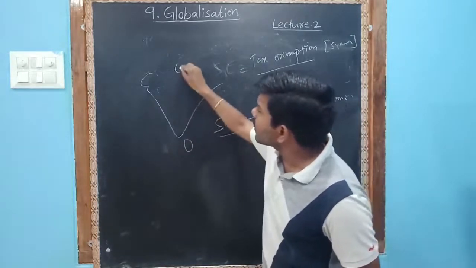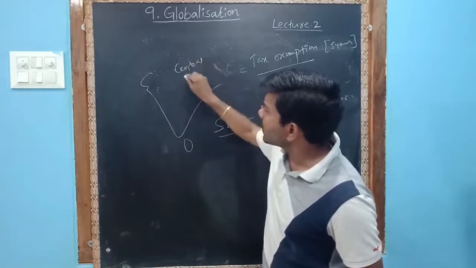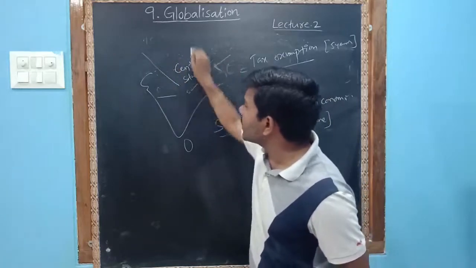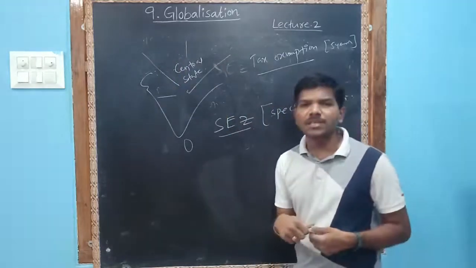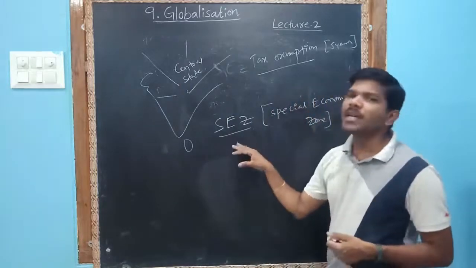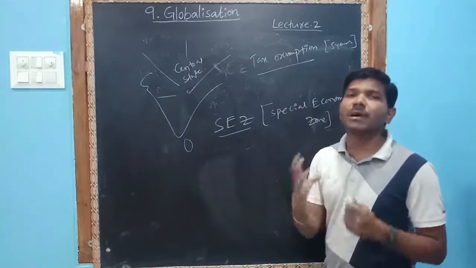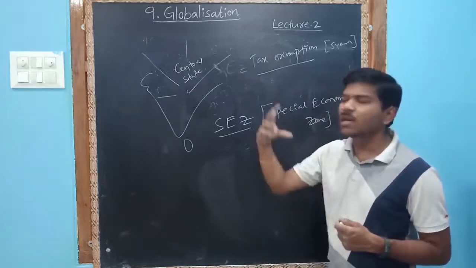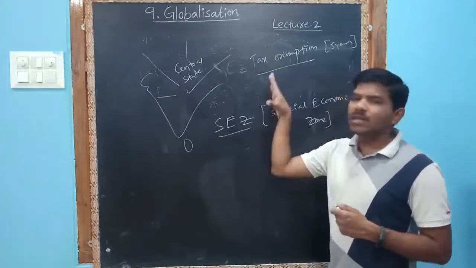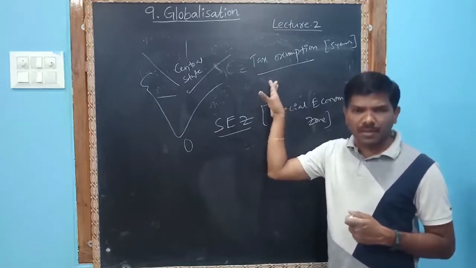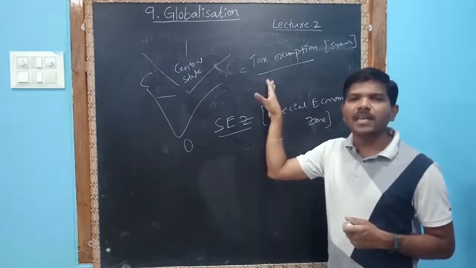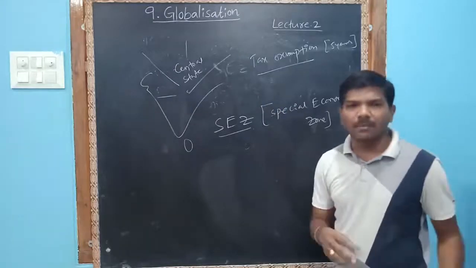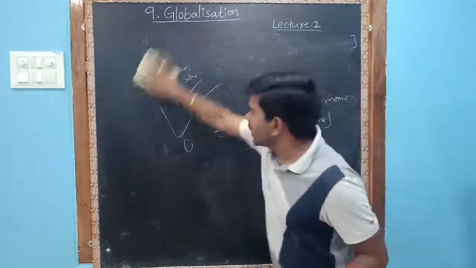Indian central government and state government, both governments are attracting business, and they are also providing basic facilities to the companies which want to set up their business in our country or in our state, and moreover they are also giving tax exemptions to them. So these are about special economic zones.